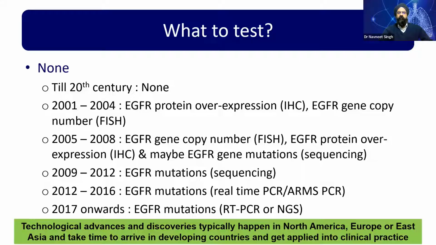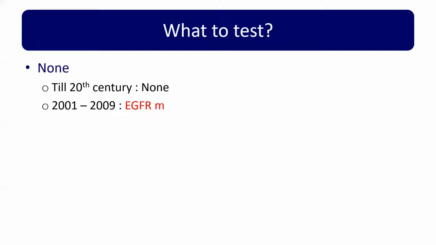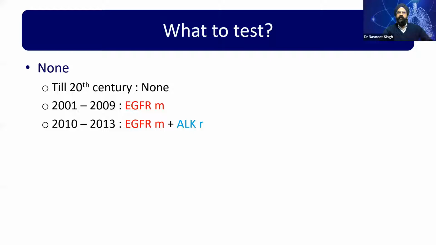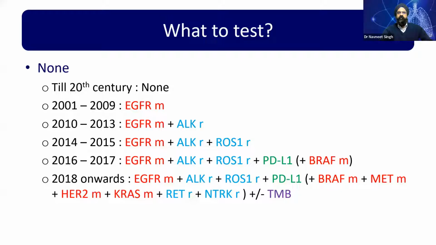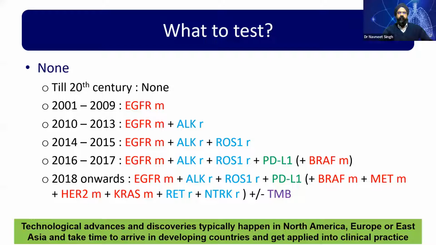What one needs to remember is that whatever happens in North America, Europe, or East Asia, it takes time for all of that to occur here and get applied into clinical practice. The same is true not just for EGFR, but for the other things as well. Till 2009, it was just EGFR mutations. In the next 4 years, one had to look for ALK rearrangements, then came ROS rearrangements, then PDL1 and BRAF mutations. And after that, it's almost 10 targetable oncogenic drivers.